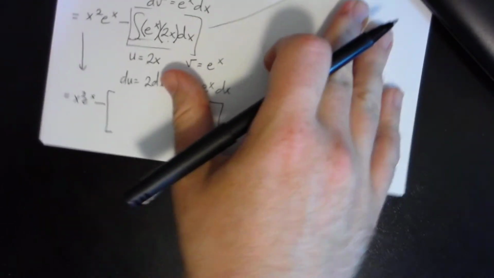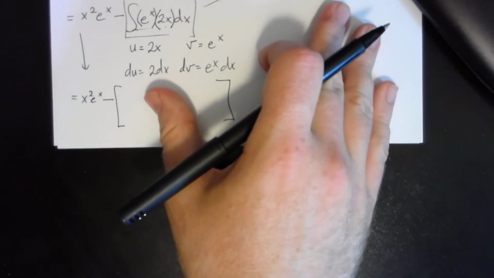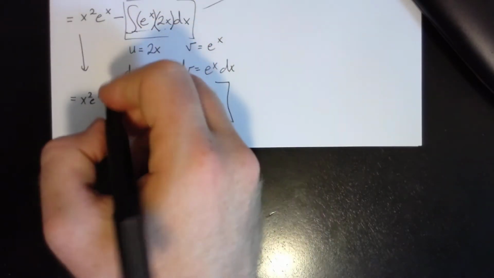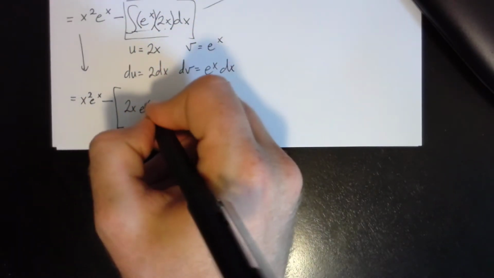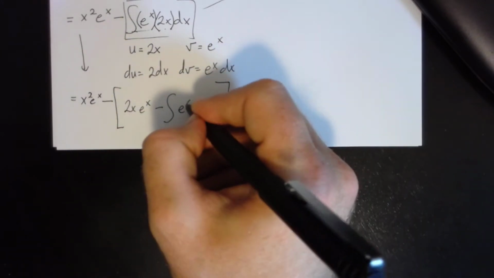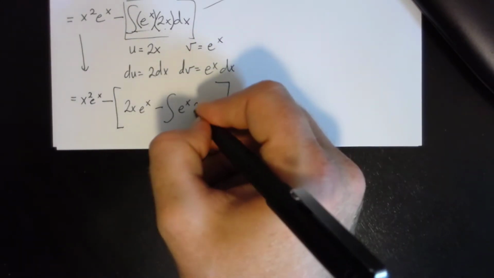Again, they're just placeholders. So with that being said, this integral right here is u times v, so 2x e to the x, minus the integral of v, e to the x, du, 2dx.